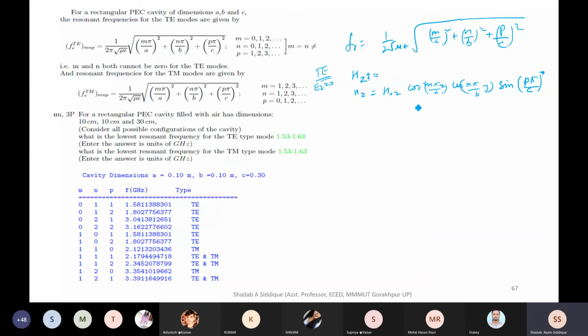So from that we found out that m, n, and p. m can start from 0, 1, 2, 3, and n is again 0, 1, 2, 3, having half periodicity, and p starts from 1, 2, 3. It cannot be 0, because if it is 0, the field will become 0. So 0 is not possible. It is 1, 2, 3.